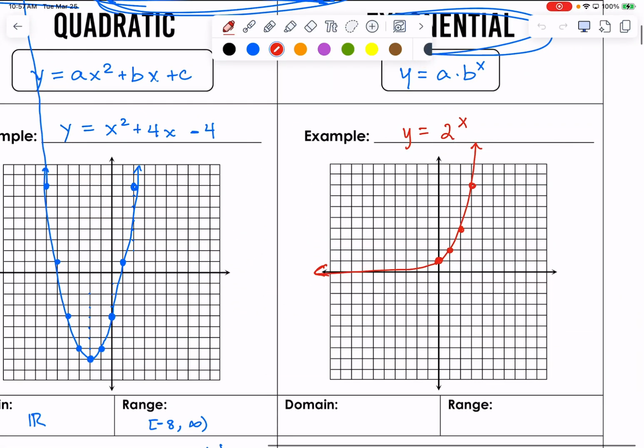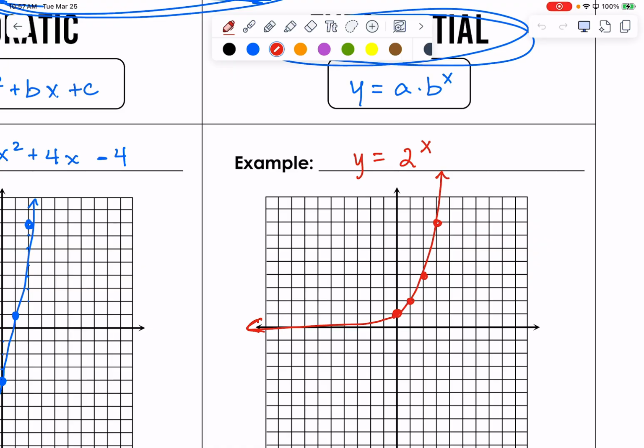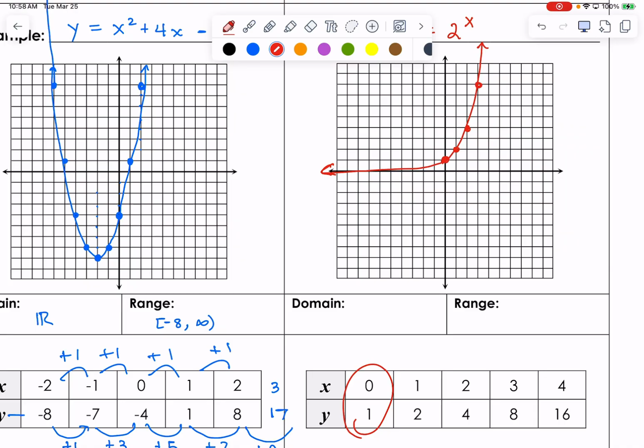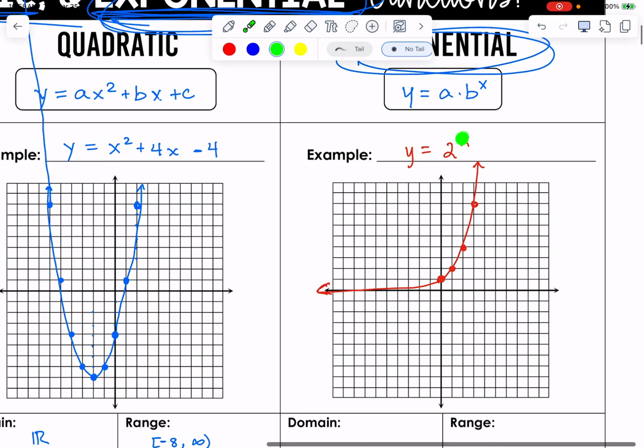So this right here is called the J curve. Yesterday, we said the J curve started at (0, 1), so we plotted that first point at (0, 1). That's because if you plug 0 in, listen to me carefully, anything to the 0 power is what? Is 1. Anything to the 0 power is 1. If I put 0 in, anything to the 0 power is 1. 2 to the 0 power is 1.